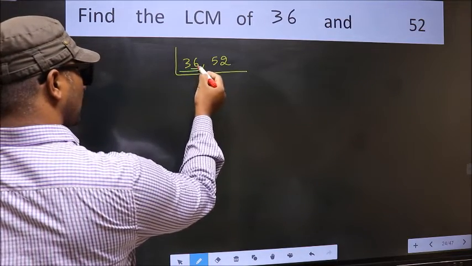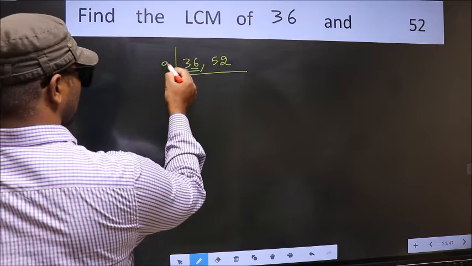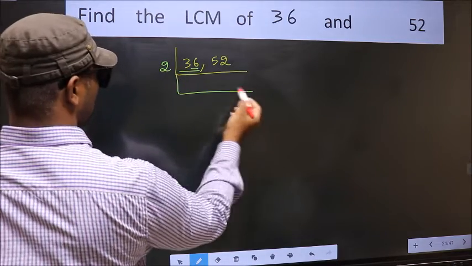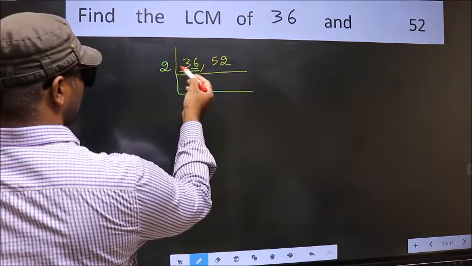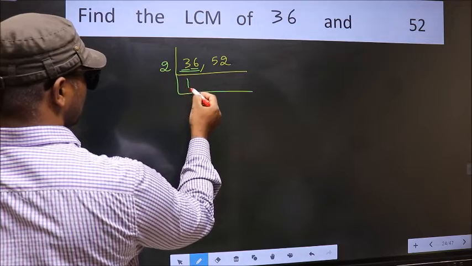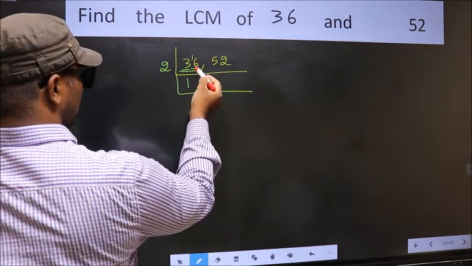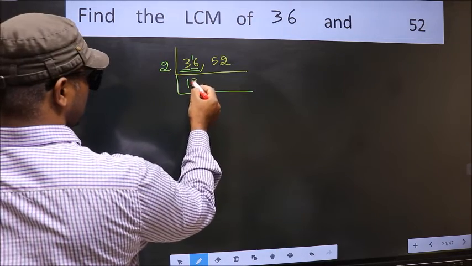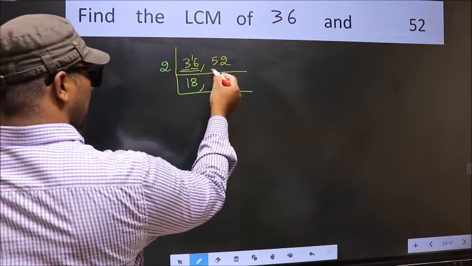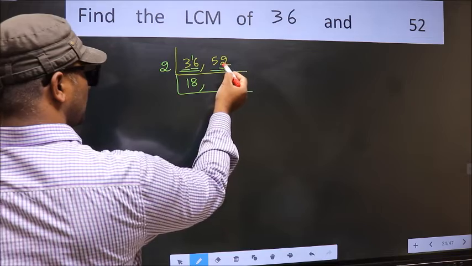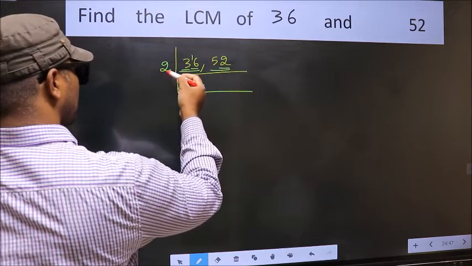For this number, last digit 6, even, so take 2. First number 3. A number close to 3 in 2 table is 2 ones 2. 3 minus 2, 1, 1 carried forward 16. When do we get 16 in 2 table? 2, 8, 16. The other number 52, last digit 2, even, so this is divisible by 2.